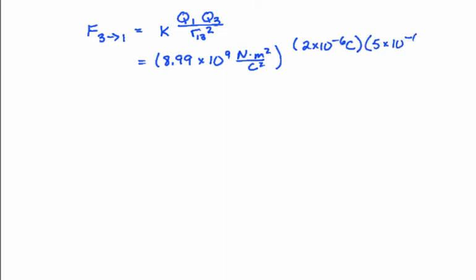You'll note as I'm plugging in my numbers for charge 3, I'm only interested in the magnitude of the charge. I did not include the sign. It's up to you whether or not you want to include the sign at this point. I find it easier and I make fewer mistakes if I focus solely on the magnitude and then find the direction based on the signs of the charges afterwards.